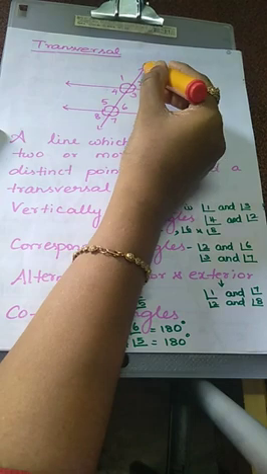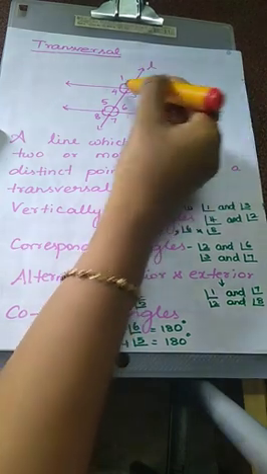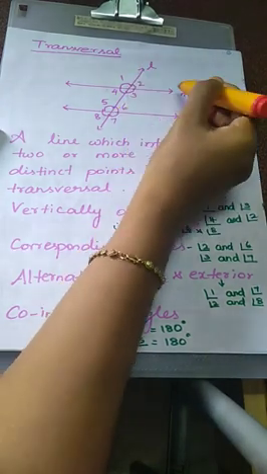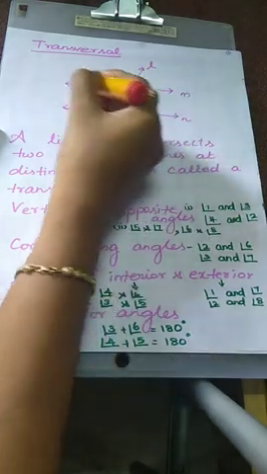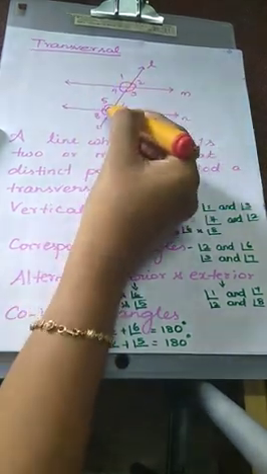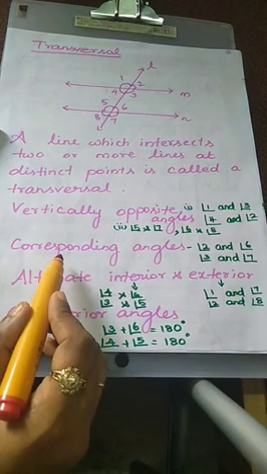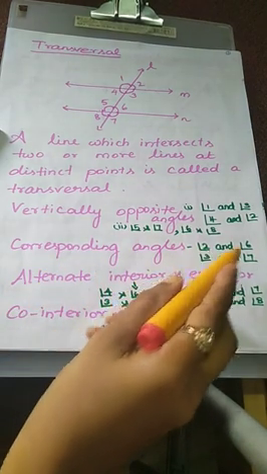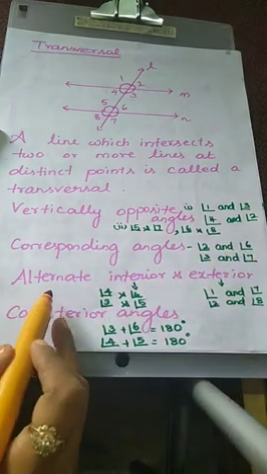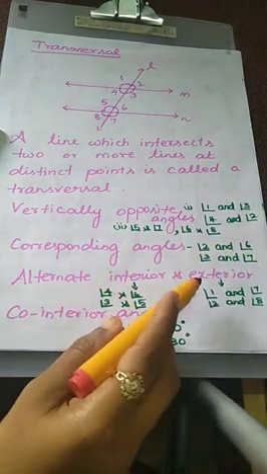Then corresponding angles. Corresponding angles are, in the same direction, angle 2 and angle 6, angle 3 and angle 7, angle 1 and angle 5, angle 4 and angle 8. These are the corresponding angles. Corresponding angles are also equal, that are 2 and 6, 3 and 7. Next one, alternate interior and exterior angles.